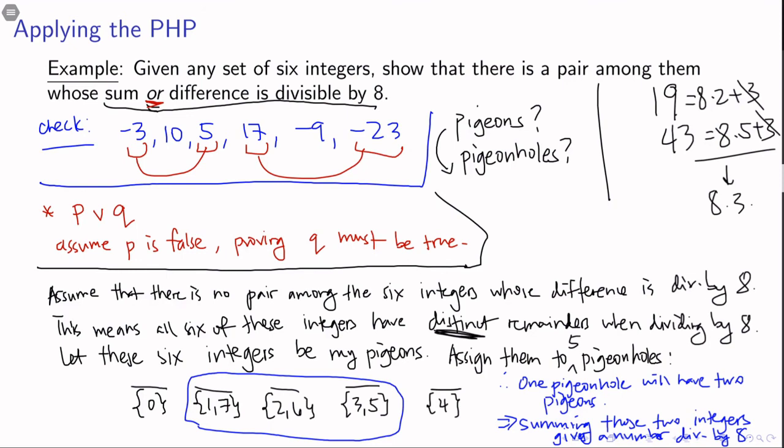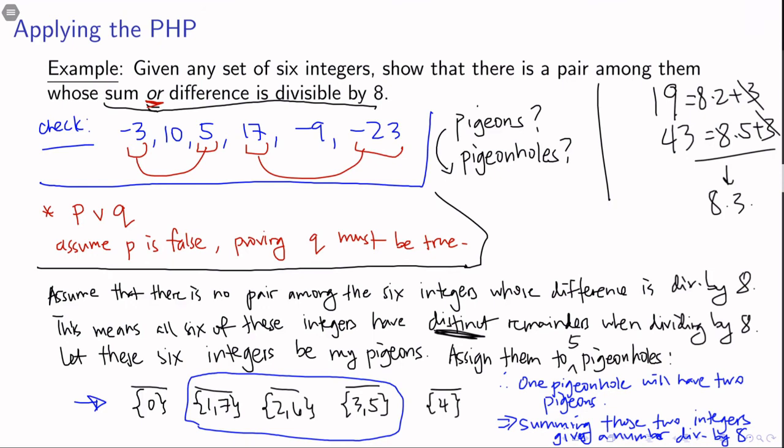Right, so just to give you a recap here, what happened was we assumed that there is no pair among them whose difference is divisible by 8. Because if there was, then you'd be done, right? You already have what you need. But if all of them have distinct remainders, and there are 6 of them, well, what are the possible remainders? It's 0 to 7, and they're here.